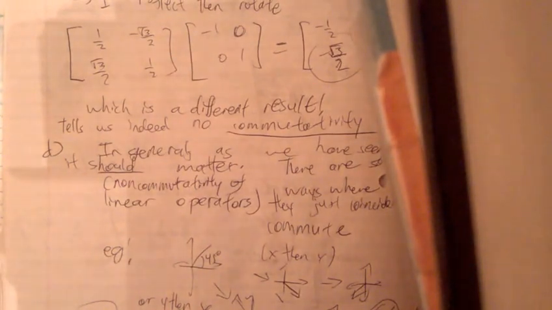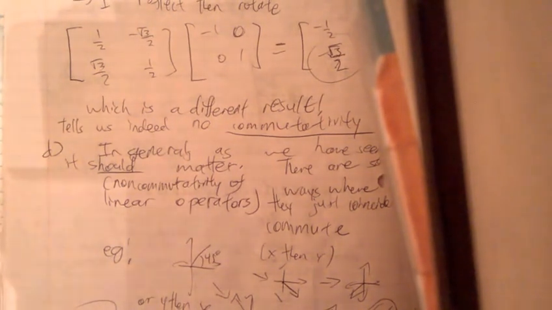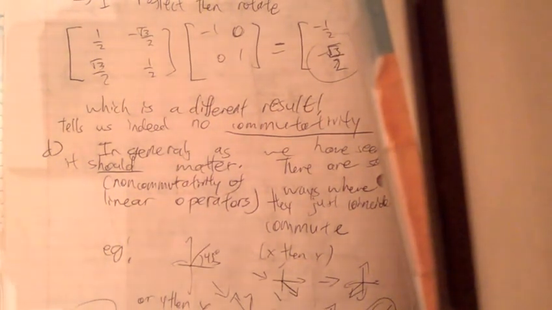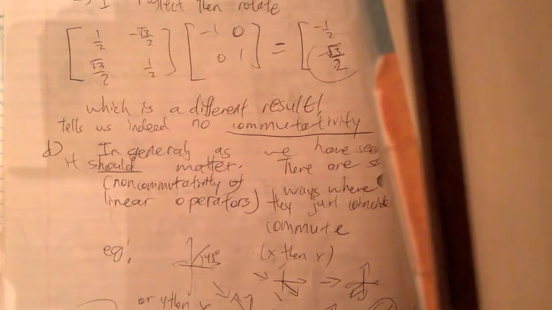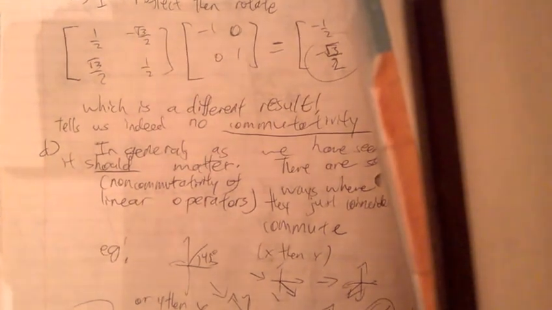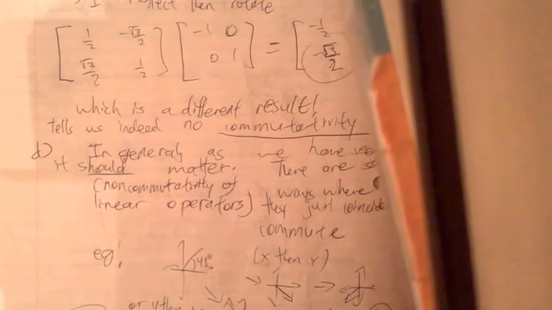And then, we reflected the unit square twice. Where were we going to get? Well, in general, the order should matter. We have proved that there is non-commutativity of linear operators. Just one way to prove that it's not true, all we have to do is find a counterexample. So in general, it's not true.